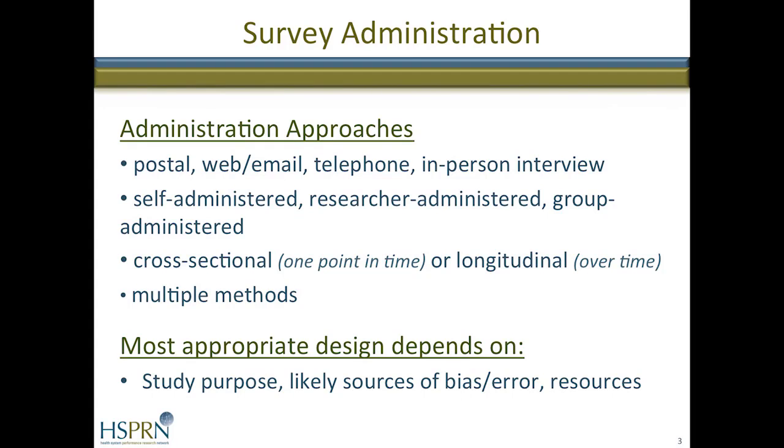Some studies may involve the use of multiple administration methods. For example, a study may give participants the option of completing a postal survey or completing a web-based version of the survey. Or a study may use different methods for different populations. The most appropriate administration method depends on a couple of things, including the purpose of the study, likely sources of bias and error, and available resources. It is preferable to be consistent in the administration method used to avoid introducing any biases into the research.